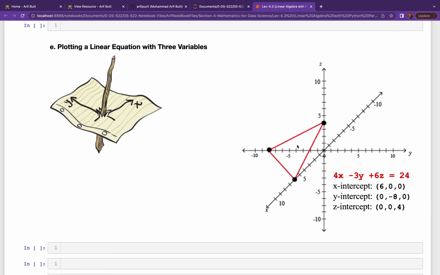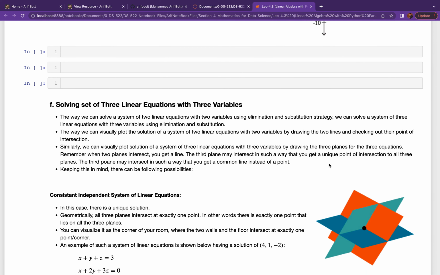Okay, so now you have a fair idea of a linear equation having three variables and how it can be plotted. Let's see how we can solve a set of three linear equations with three variables. The question is how to solve a set of three linear equations having three variables. My dear students, you can do that using the already discussed techniques, that is elimination and substitution. Graphing them needs a bit more effort in Matplotlib, so I have not done that.